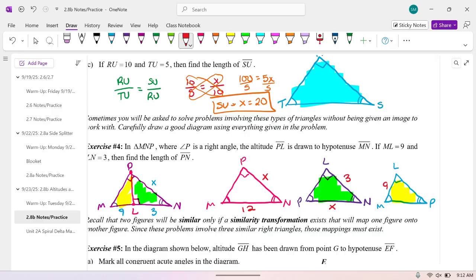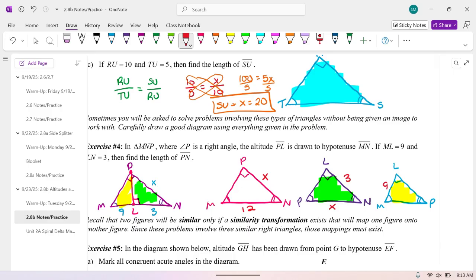So, which 2 triangles do you think would be the most beneficial to use to find PN or X? So the white, green, or yellow, which 2? The white and the green. Because both of the corresponding sides are marked. So we can set up a nice ratio.